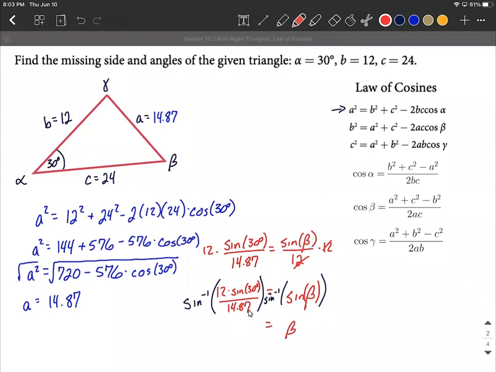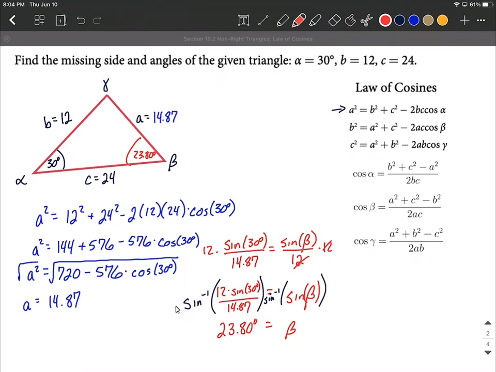On the left-hand side, I would put this all in my calculator. So second sine to get sine inverse, 12 times sine button, 30 degrees, close some parentheses, divided by 14.87, probably close off my sine inverse parentheses, press enter. And when we do that, I'm going to get 23.80. And I guess that's got to be in degrees. So go ahead and label it there in our triangle, make sure that makes sense for where we're at.